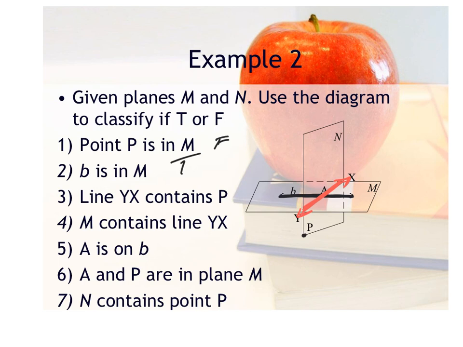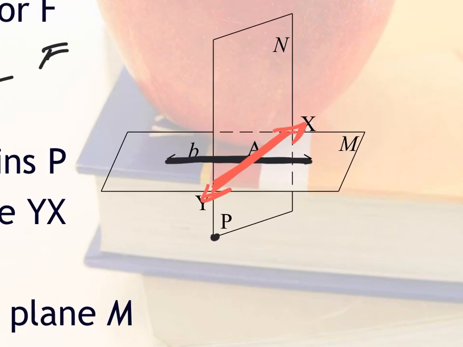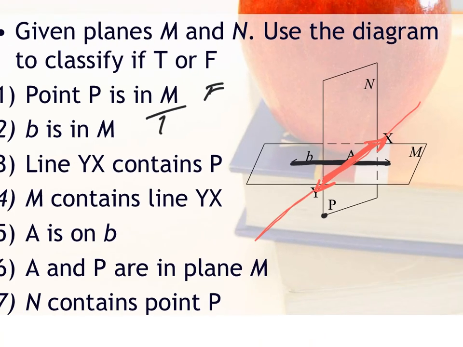No. Well, so look, there's line XY. If this keeps going on forever and ever, is P on there? No, because it's a line, not a plane. Planes, remember, are like paper, and lines are like a pencil. Pencil is a thin line, so no, that P is not on that line.